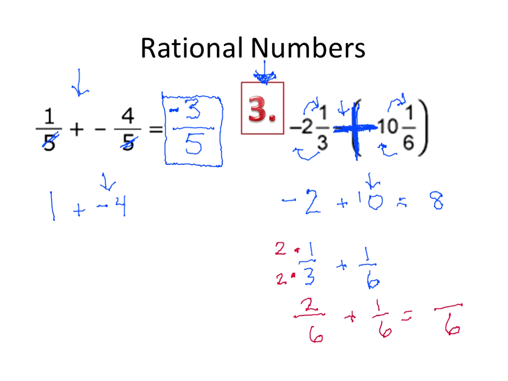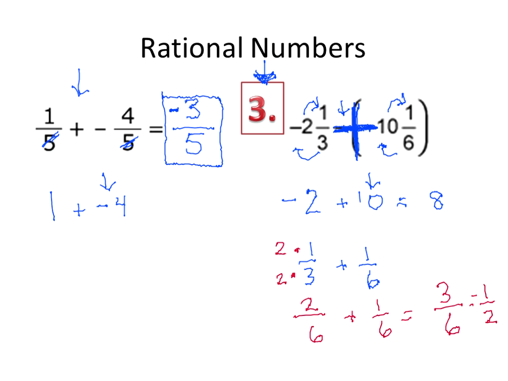Remember, our denominator just stays the same. And 2 plus 1 is 3. And then that would simplify down to 1/2. Okay? All right, so now let's show you the other way, and then I'll show you how this all works out.